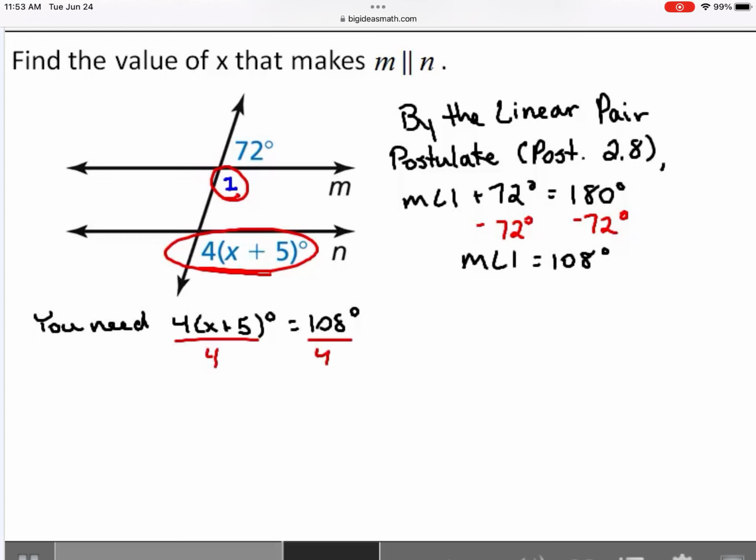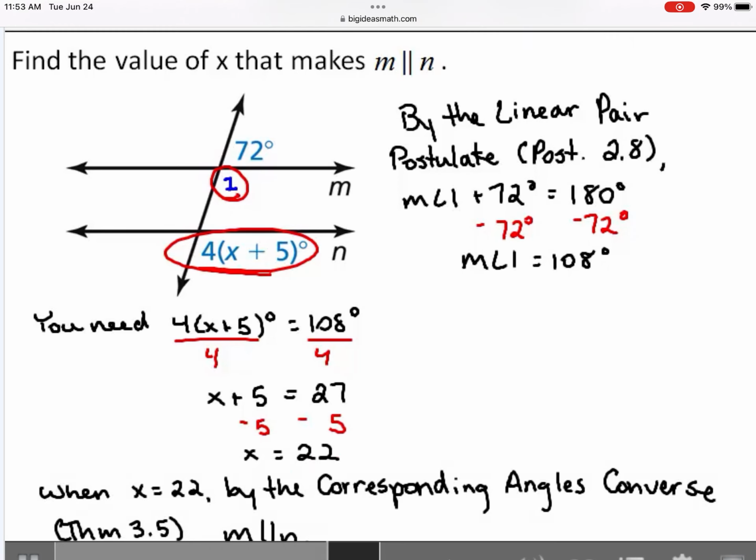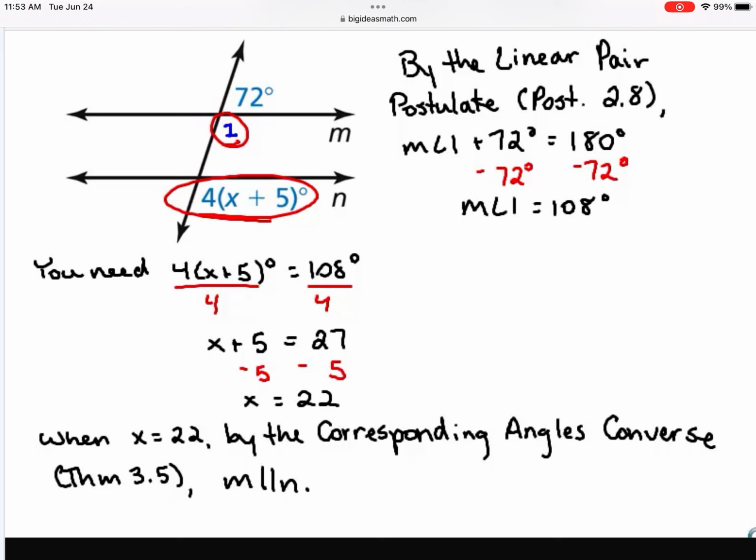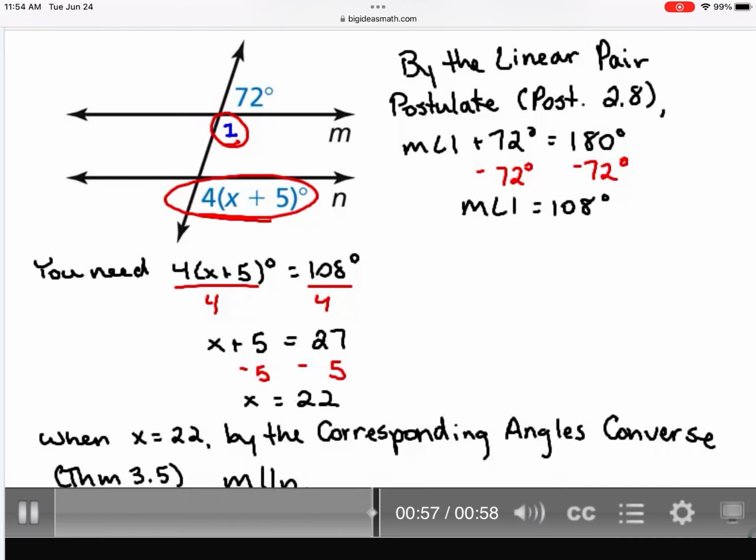So dividing by 4 on each side gives x plus 5 equals 27. Then subtracting 5 from each side gives x equals 22. So when x equals 22, by the corresponding angles converse, line M is parallel to line N.